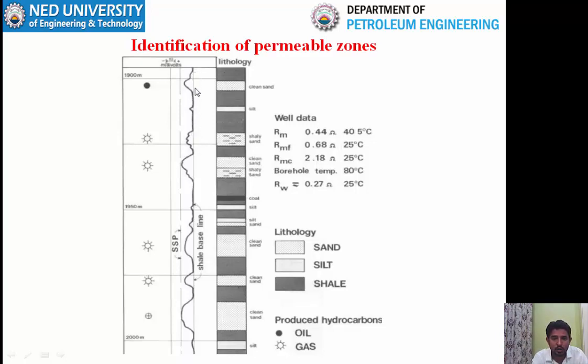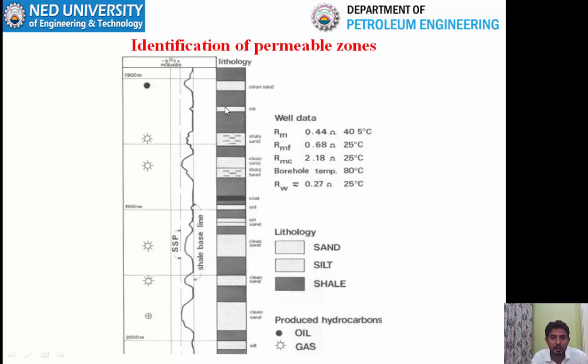So a baseline is drawn against the shale SP responses against the shale zones, and whenever you have a deviation, that will indicate that this zone is the permeable zone. So you can see against clean sand you have the deviation, against this silt, if it is permeable, you have the deflection.